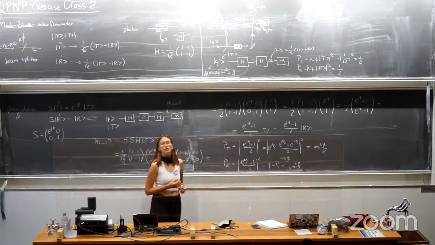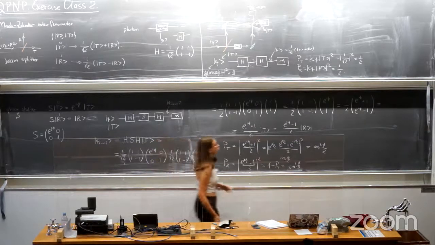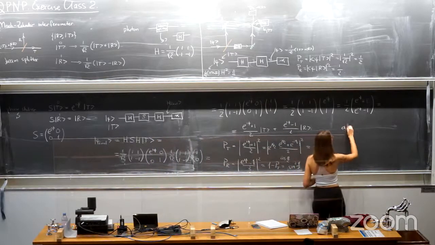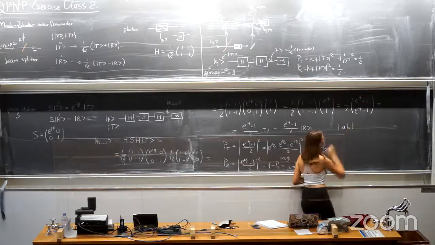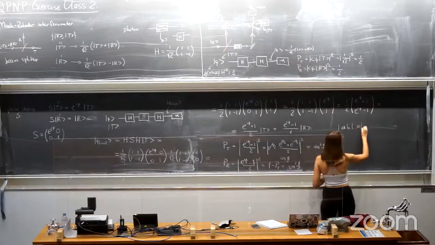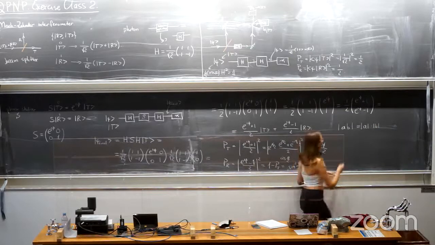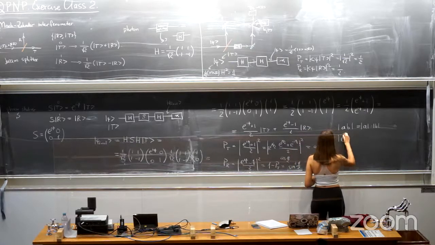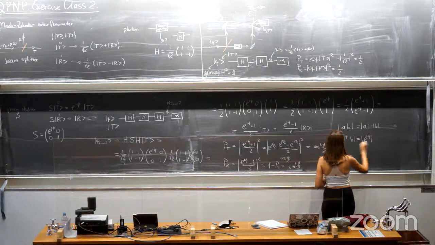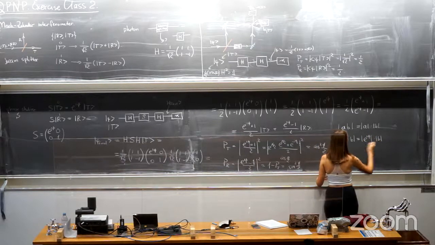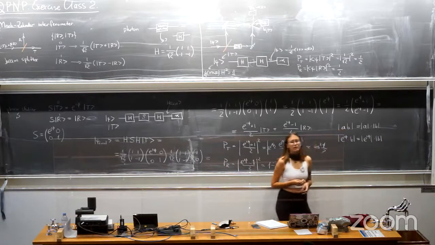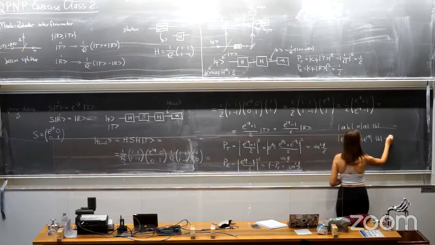Why could we remove e to the i phi? Okay, so if we have two complex numbers, a and b, and we take the modulus of their product, this is equal to the modulus of a multiplied by the modulus of b. For example, if a is e to the power i phi, then we get the modulus of e to the power i phi times the modulus of b. And the modulus of e to the power i phi is 1. So we'll just get the modulus of b.